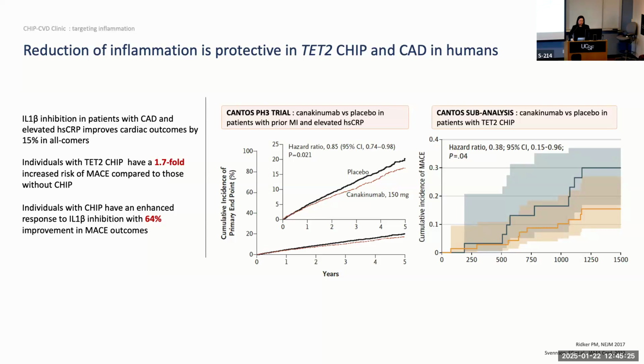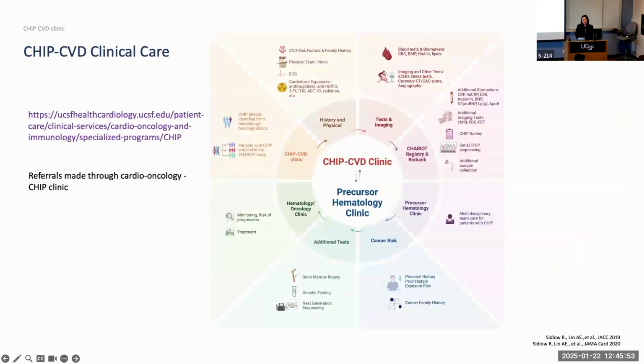But ultimately, when we looked at the CANTOS trial, there was a number of adverse effects that they couldn't mitigate. So these are increased risk for infections, particularly cellulitis, sepsis, as well as pneumonia. And these were also linked to increased risk for developing neutropenia and increased mortality. So ultimately did not pass the litmus test for FDA approval. So where does that leave us now in terms of our CHIP cardiovascular disease clinic? What do we do with these patients?